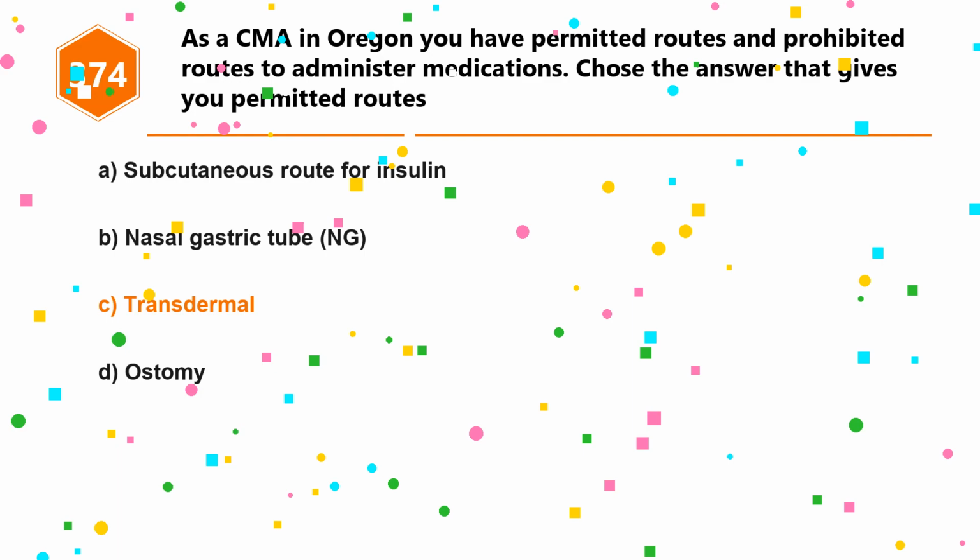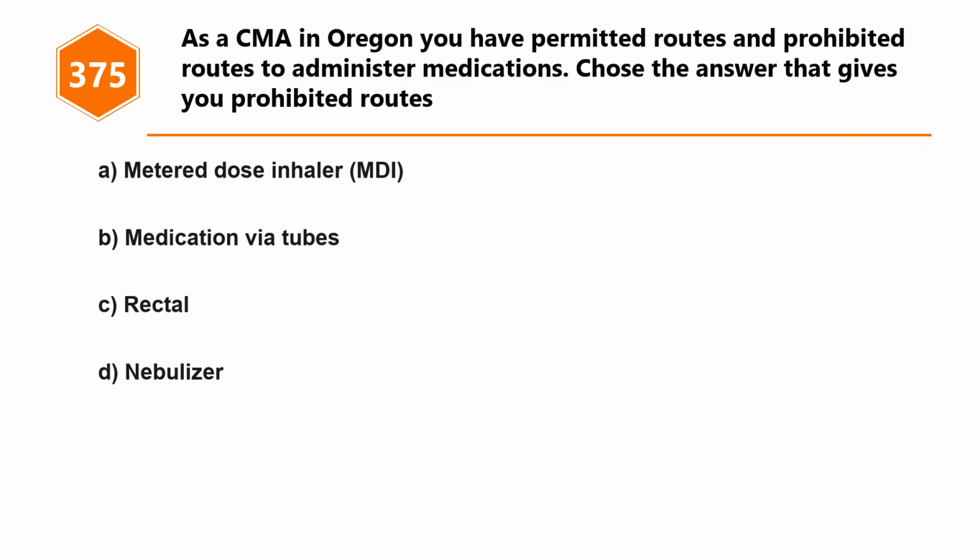The correct answer is option C, transdermal. Question 375. As a CMA in Oregon, you have permitted routes and prohibited routes to administer medications. Choose the answer that gives you prohibited routes. Option A, metered dose inhaler, MDI. Option B, medication via tubes. Option C, rectal. Option D, nebulizer.